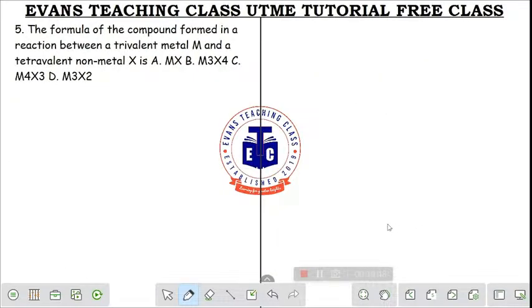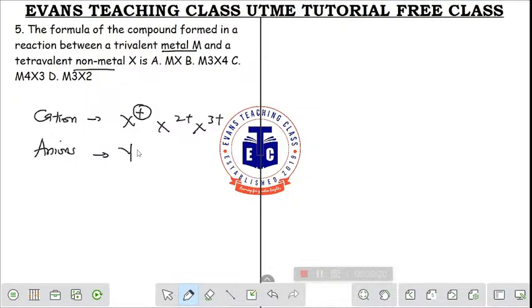So the next question is, the formula of a compound formed in a reaction between a trivalent metal M and a tetravalent non-metal X is. Now, when they say something is metal, a metal is a cation. So what are cations? They are positively charged elements. So they are the ones that we carry plus on the top like this. We have a plus like this. Those are the cations. But when we are talking of anions, they are non-metals, so they are anions. So when you have something like this, you have something like minus now.